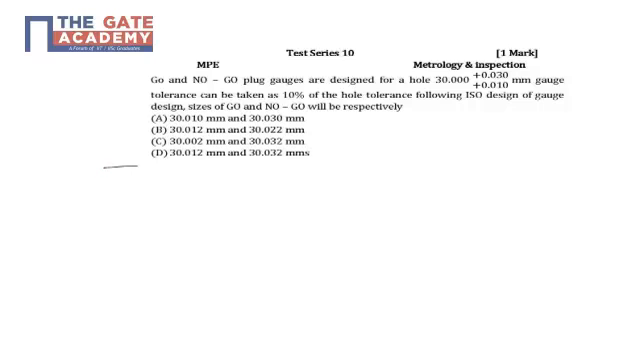Let's discuss a question from MPE. This is on the go and the no go plug gauge. So okay, the hole diameter is given. You have a tolerance for the hole, which is basically 30. The mean is 30 mm, and the tolerance is in this range.